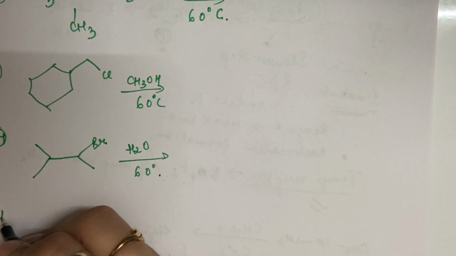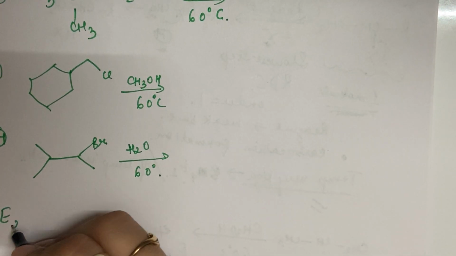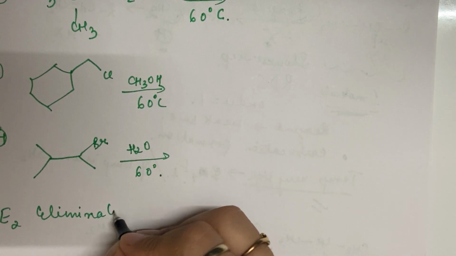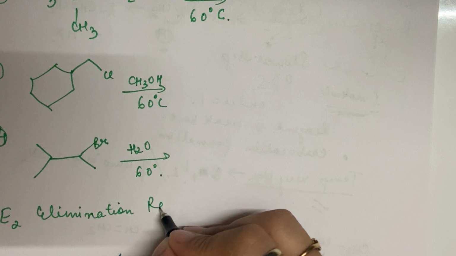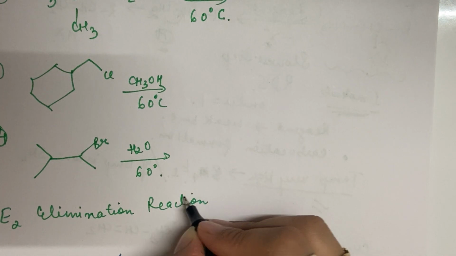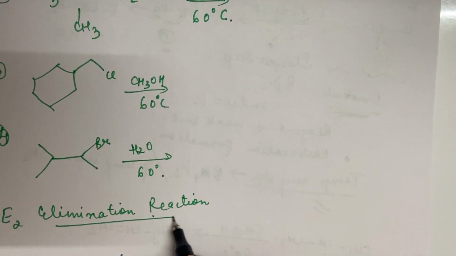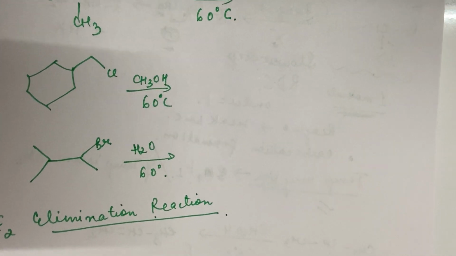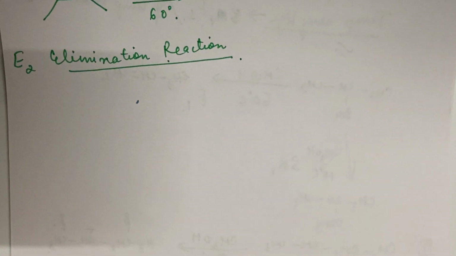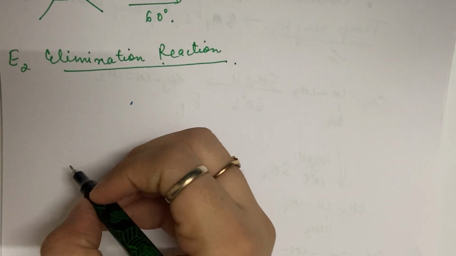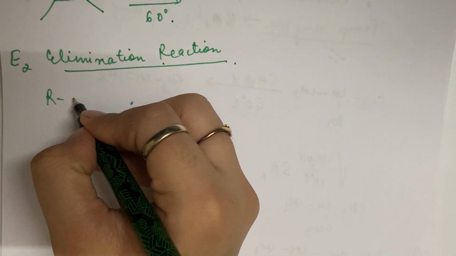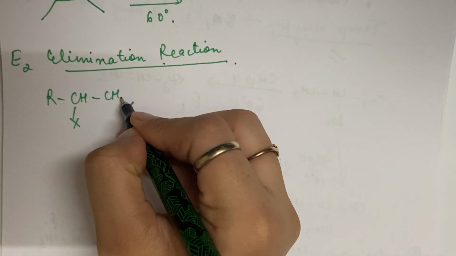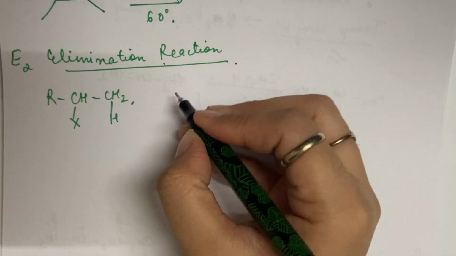Now let's start with E2 elimination reactions. I have told you this thing, that in E2 elimination reaction there will be two molecules involved. Okay, why? Because this is E2. Alright, so you can say, like if you have R, CH, X, CH2 and H.